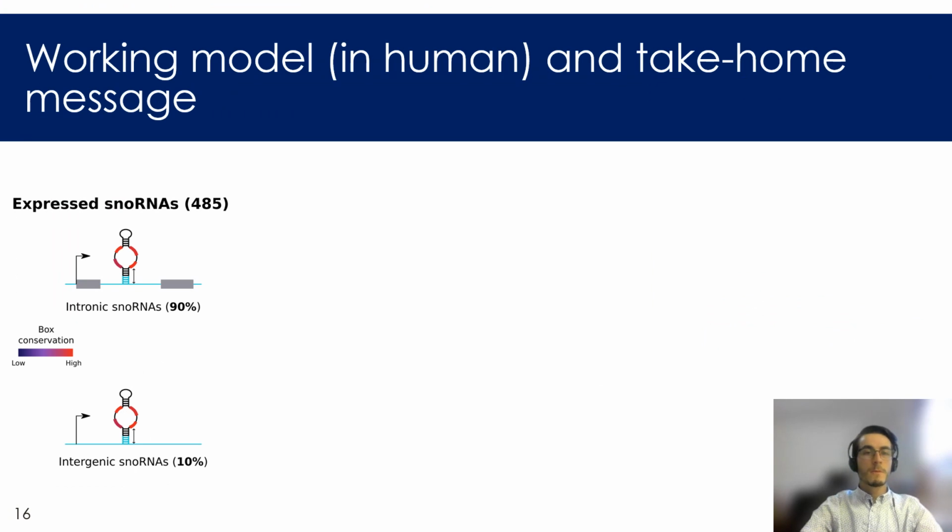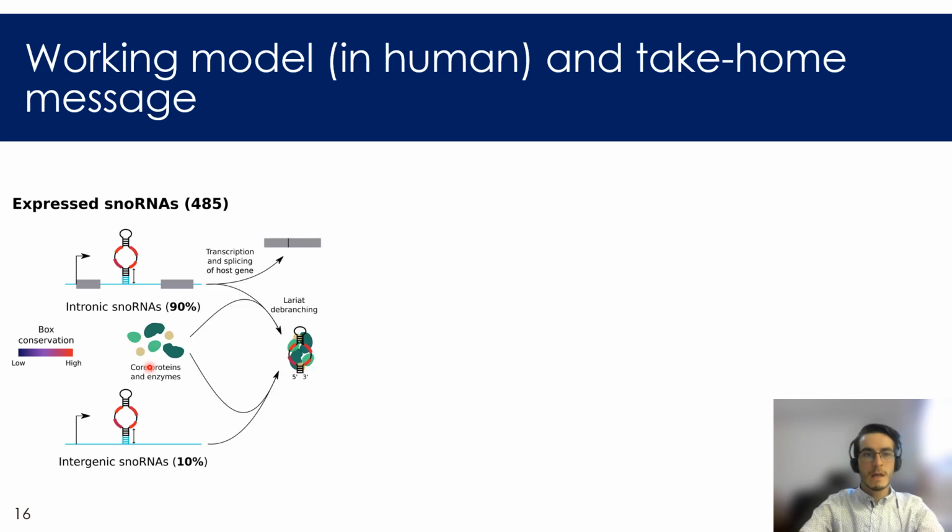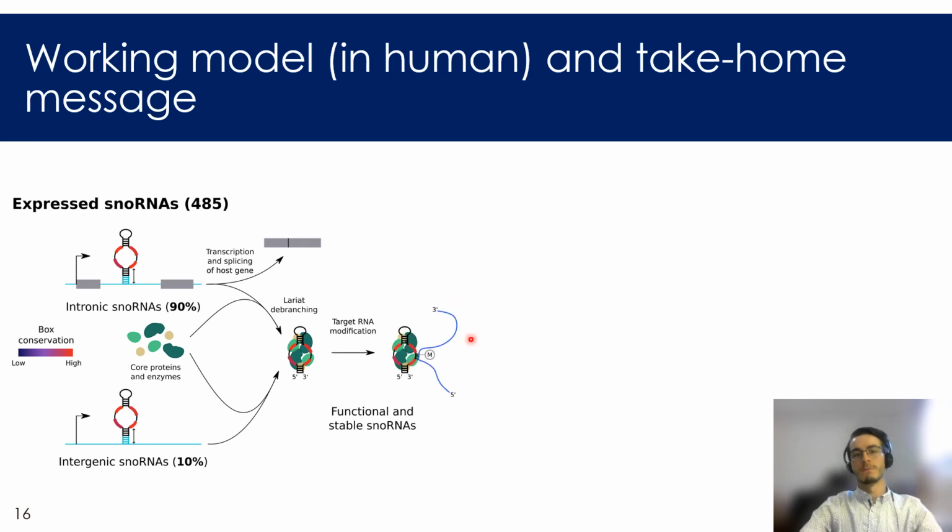To conclude, the working model we have right now in human follows as such. We have expressed snoRNAs that are mostly intronic snoRNAs. 10% of these expressed snoRNAs are encoded within intergenic regions. Most of these expressed snoRNAs have highly conserved motifs, a highly stable structure, and also a long and stable terminal stem. All of these features help to potentially bind core proteins and enzymes to form a stable snoRNP, which can then act functionally in the cell, for example, to guide modification on their target RNA.